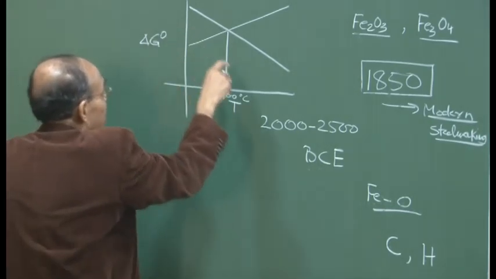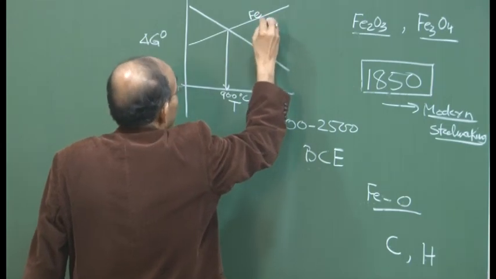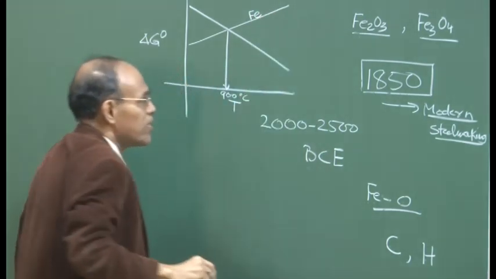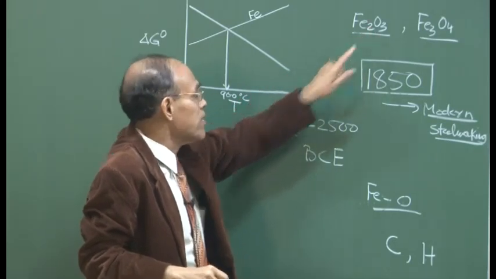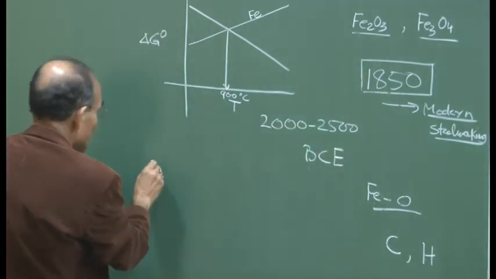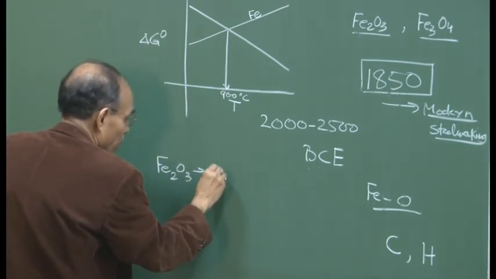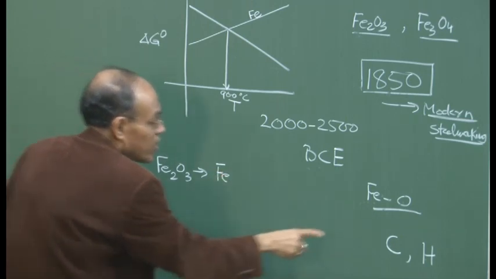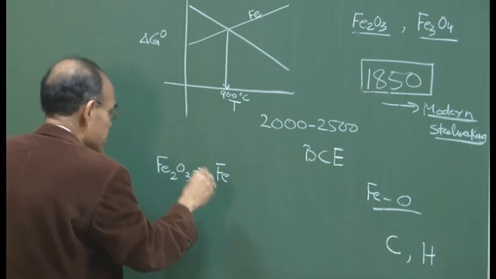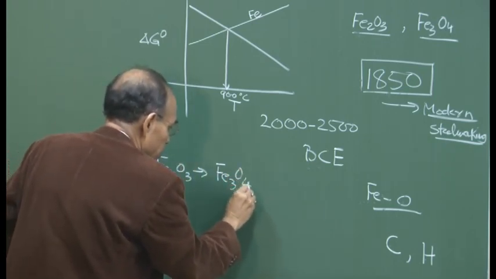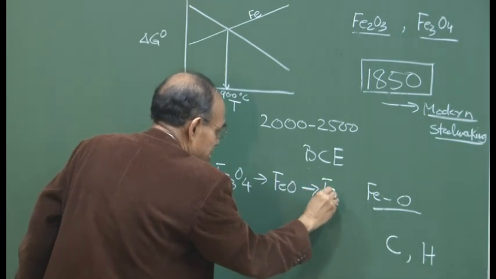And what are these lines? These are standard free energy of formation for, I would say, the first step. You must understand one more thing: removal does not take place in one step. If one tries to remove oxygen from Fe2O3 by putting in carbon, the removal takes place in steps, and these are, this is the step in which.